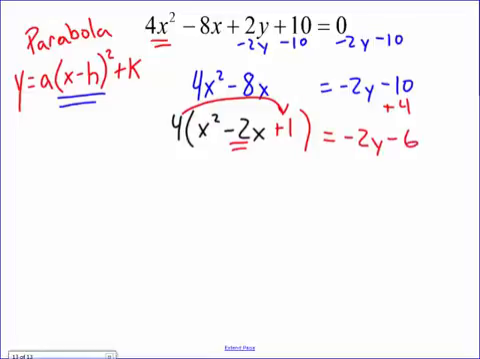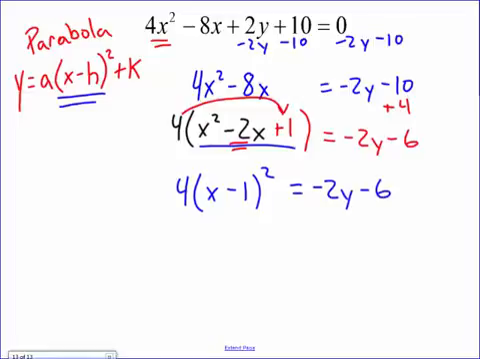And then the factored form of my perfect square trinomial would be x minus 1 squared. Still have that 4 out front. And that equals negative 2y minus 6. And I want to get the y by itself, right? I'm solving for the y. So let's add the 6 over. And I'm going to switch the side. So negative 2y equals 4 times x minus 1 squared plus 6.